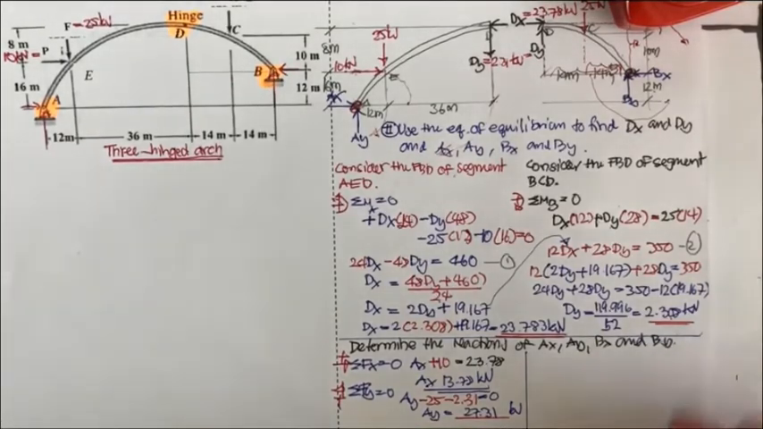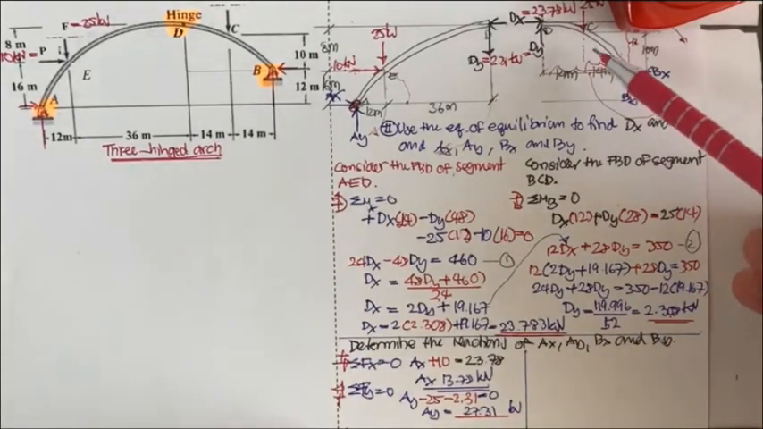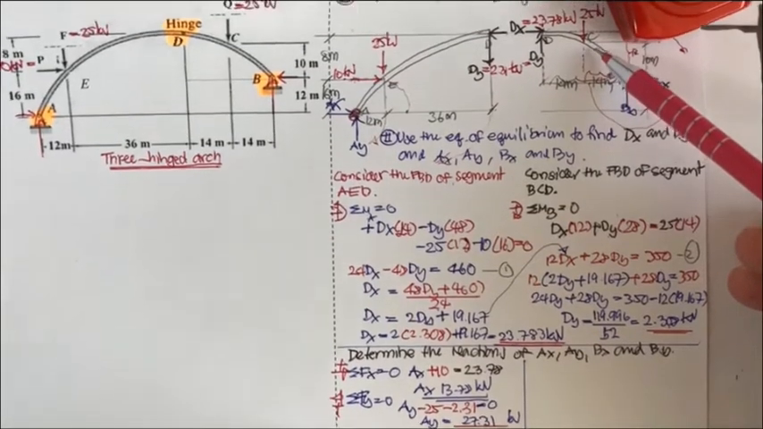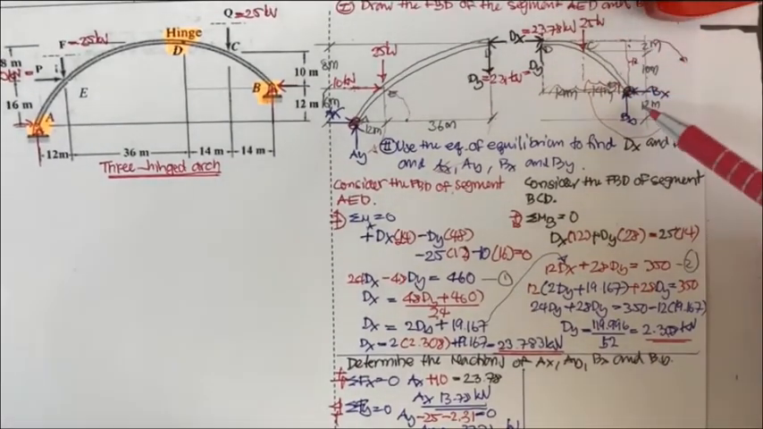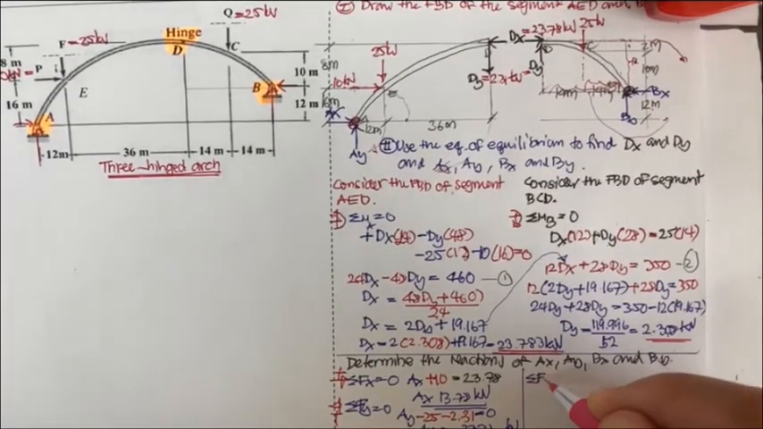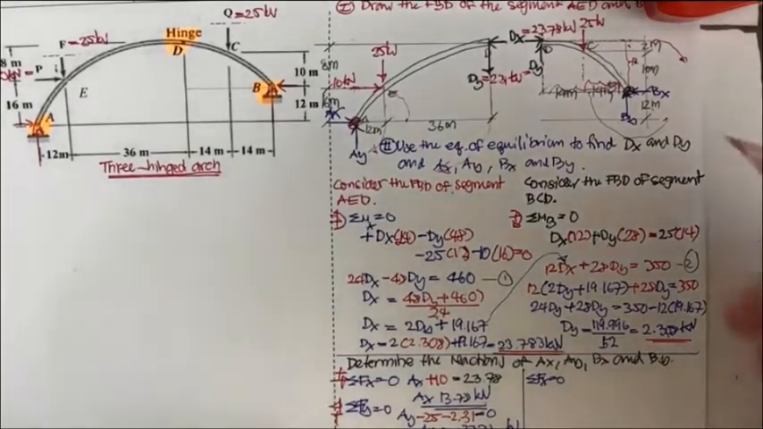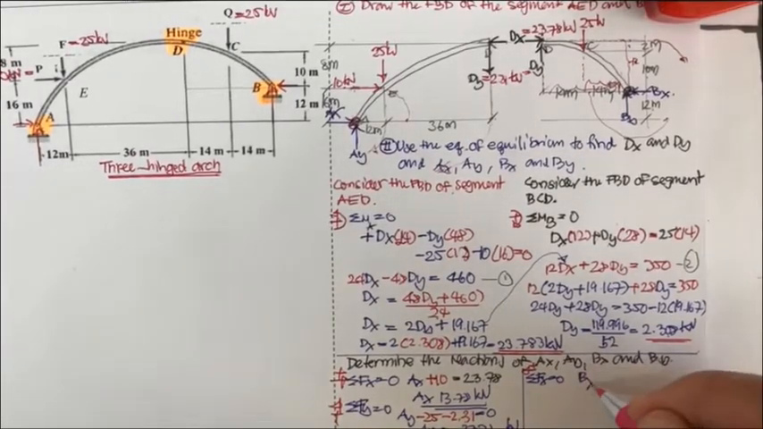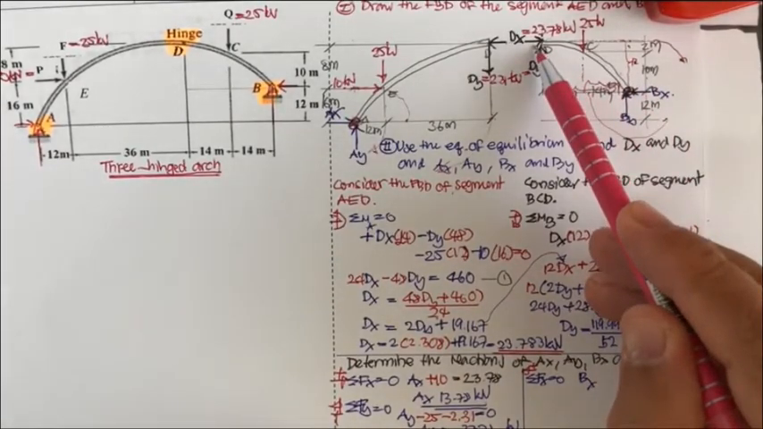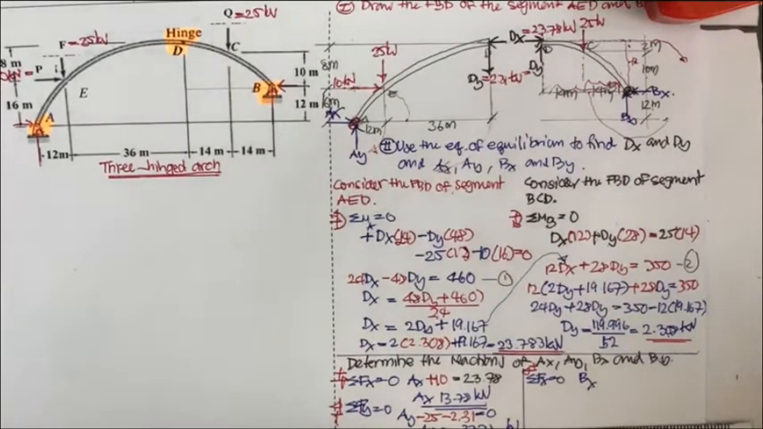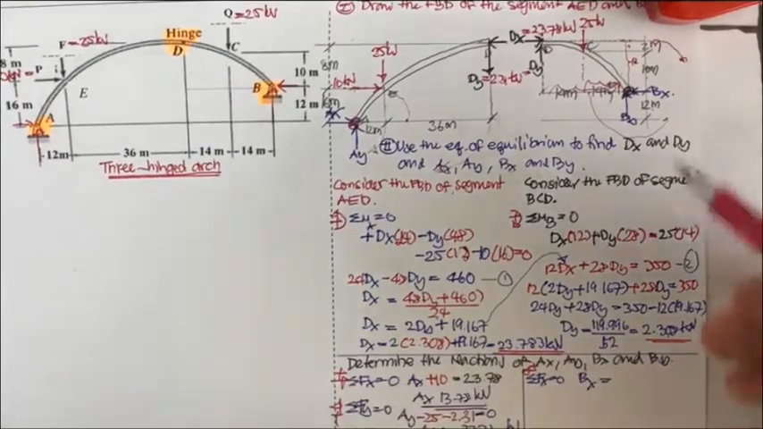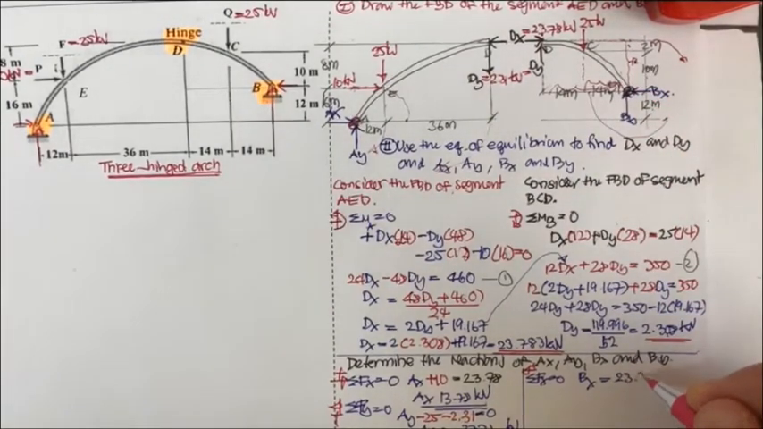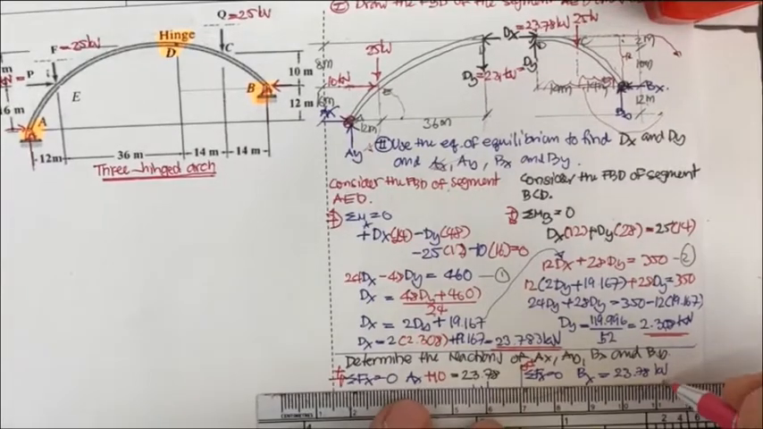And then we have the other one, and we're going to determine b sub x and b sub y. So again, summation of F sub x equal to 0. This time b sub x is plus. So you get b sub x equal to 23.78, since there is no other force, 23.78 kilonewton.